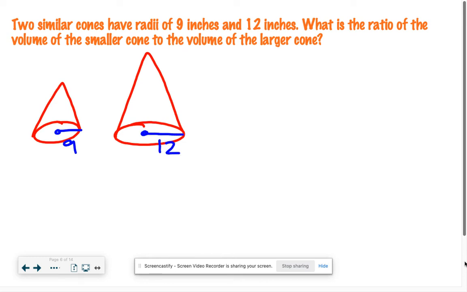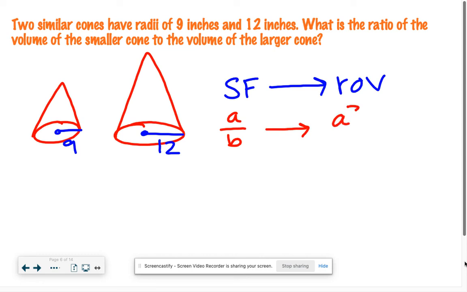Right now we have our scale factor because we know they're similar, and I have my two measurements. We know our scale factor, and we want to get to the ratio of our volumes. So in our generic terms, I'm at A to B, and we want to get to A cubed to B cubed. This problem's not too hard, it's a nice one to start with. So let's start with our scale factor. Our scale factor would be 9 to 12. I'm going to reduce because I like smaller numbers. 3 goes into both of those, so 3 over 4.